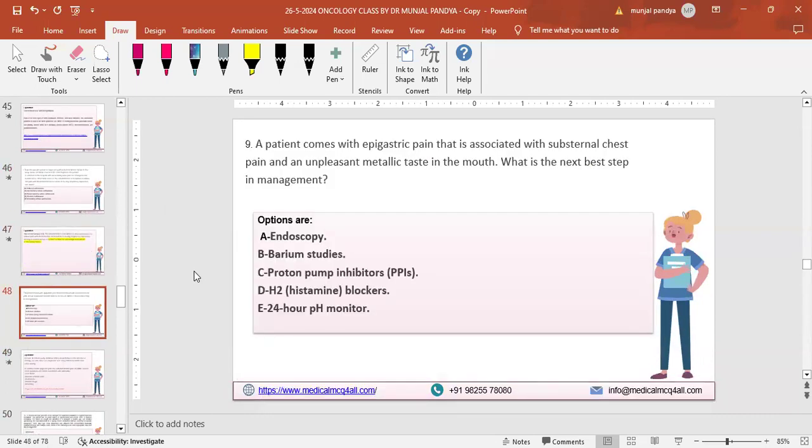Next question. A patient comes with epigastric pain that is associated with substernal chest pain and unpleasant metallic taste in the mouth. What is the next best step in the management? So they are asking the management. Is it endoscopy, barium study, proton pump inhibitor, H2 blocker, or a 24-hour pH monitor?